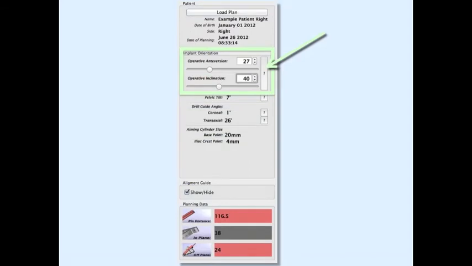There are several mathematical definitions of anteversion and inclination for acetabular cup orientation. We have chosen to use the operative anteversion and operative inclination angles defined by David Murray. You can see graphically exactly how these angles are defined by clicking on the question mark next to the angles.